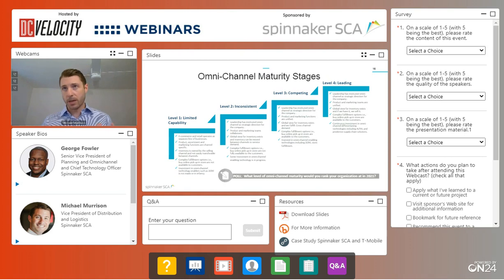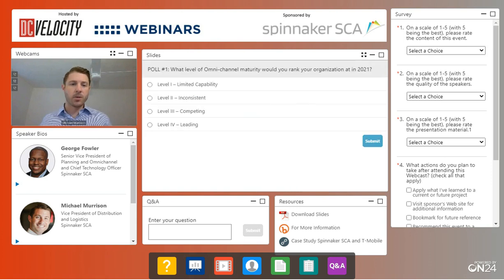And so when we look at this scale of level 1 to level 4, what's helpful for us, and we're actually going to open up a poll question here, is to get your feedback. So here is where you can engage with us and help us understand, based on what we just talked through, are you level 1 with limited capability, pretty siloed.